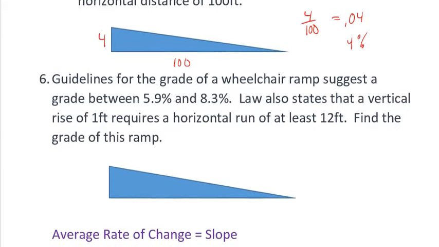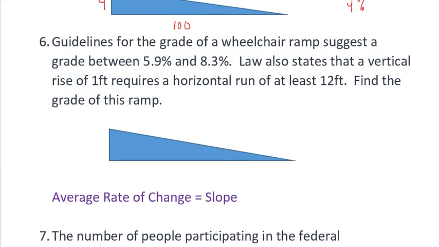All right, number 6. Here's our application of that. Guidelines for the grade of a wheelchair ramp suggest between 5.9% and 8.3%, and law also states that a vertical rise of 1 foot requires a horizontal run of at least 12 feet, so 12 feet or more. And find the grade of this ramp. Okay, now that I have my given numbers on, they will tell you your rise and your run. We want to figure out what percentage this is. So just like I was talking about up here, just put your rise over your run like you would with slope. So 3 over 42.